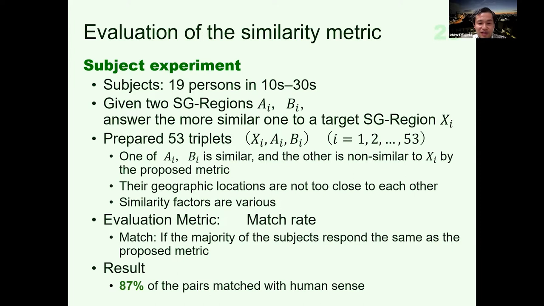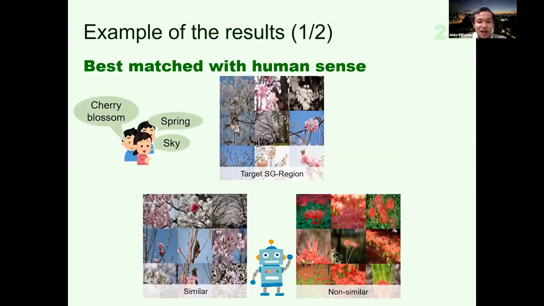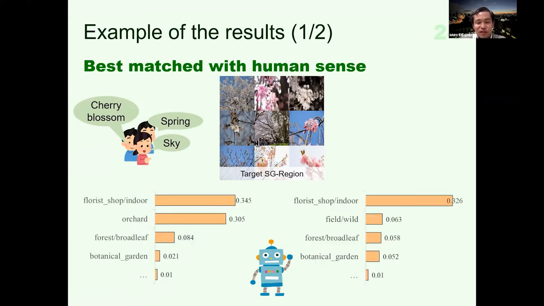As a result, 87% of the pairs matched with the human sense. So what was selected from our metric was 87% similar to what people would think too. So I think that's not bad. This one was the best match with human sense. The one on top is X as the target region. The similar one was the one to the left, and the non-similar one was on the right. All of these are about flowers, but different flowers, and usually they appear in different timings of the year. If you look at the features, both of them are like florist shop flowers, but not really the same kind of flowers.